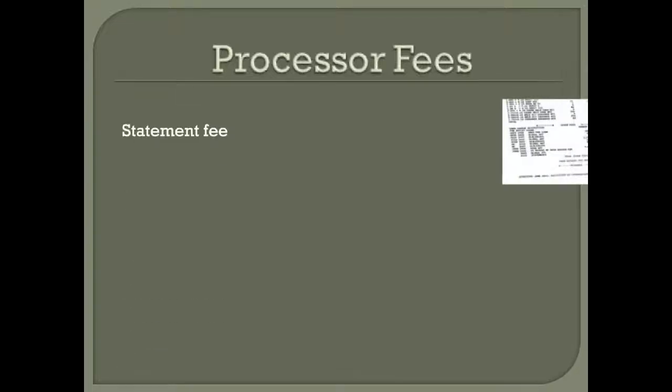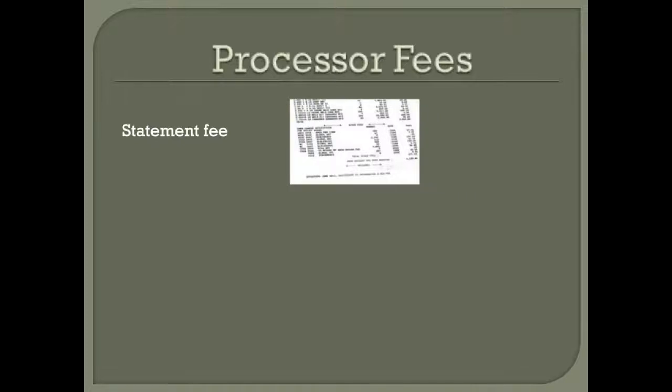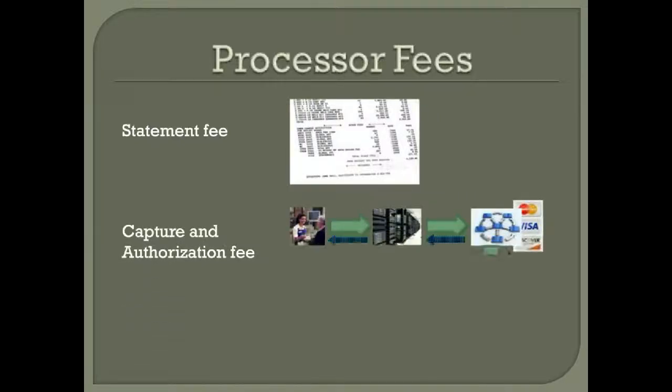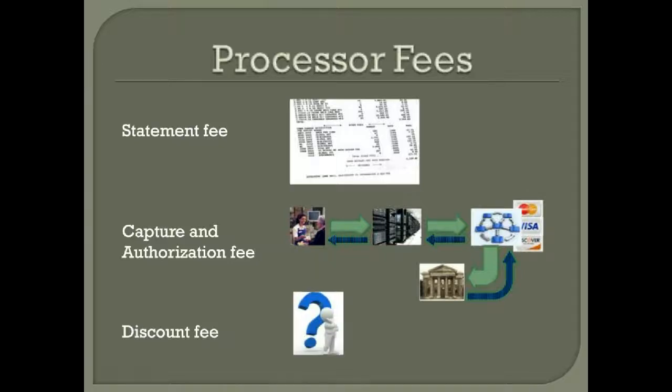Processors have a host of fees. Some are fixed monthly fees, such as a statement fee or account on file fee. Other fees are tied to transactions, such as capture and authorization fee, and for many the very confusing discount fee. We all pretty much understand monthly fees. They are what they are and self-explanatory. Capture and authorization fee is a fee charged to capture the credit card, as we saw earlier, and send it through interchange for authorization from the issuing bank, and that fee is fixed, as are many other incidental fees.